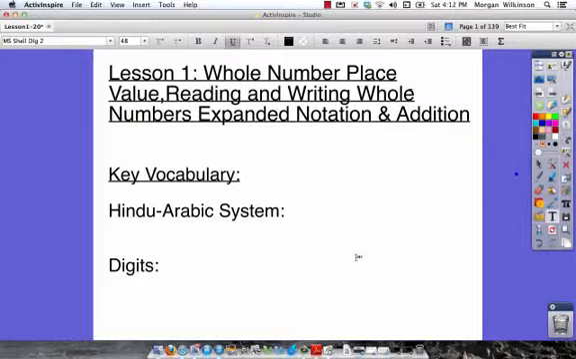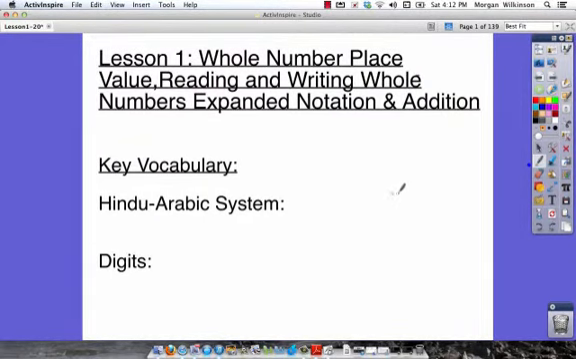The Hindu-Arabic system was developed in the 1st to 4th centuries by mathematicians from India, and it's just made up of 10 different symbols. Those 10 different symbols are called digits, and they're 0, 1, 2, 3, all the way to 9. So some simple definitions for our Hindu-Arabic system. Let's go over here and get the pen. Hindu-Arabic system is just, we'll call it, our number system.